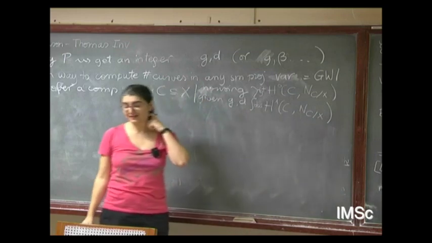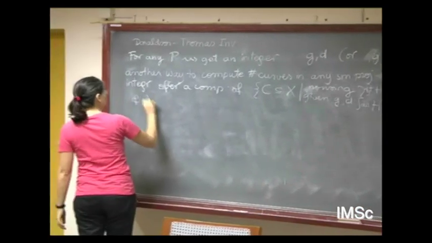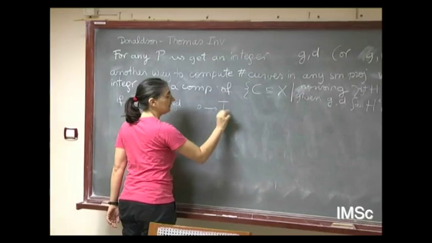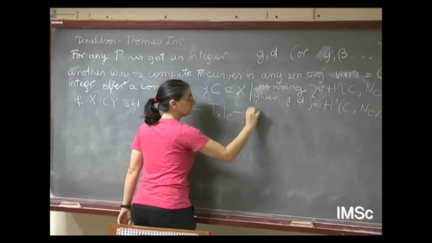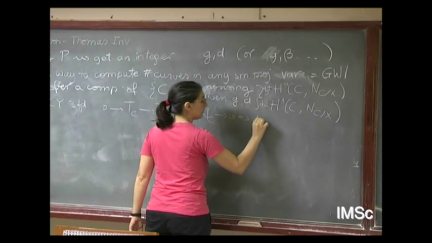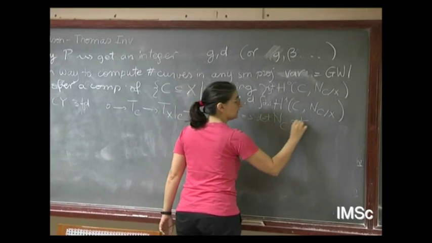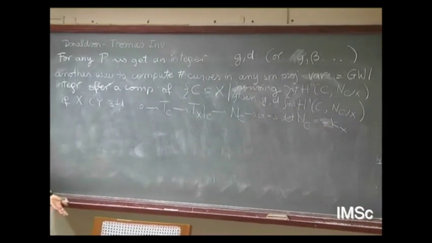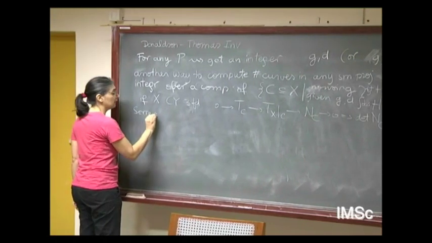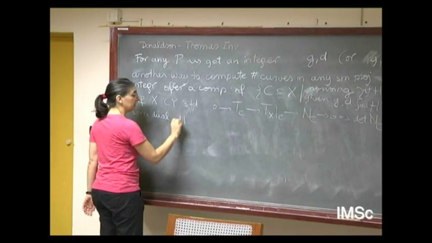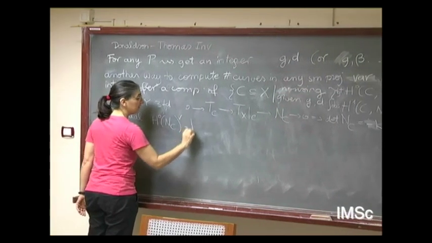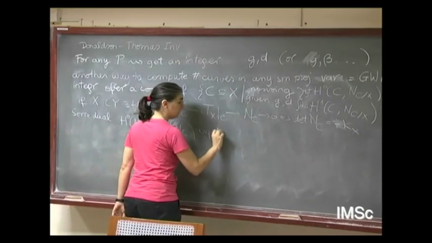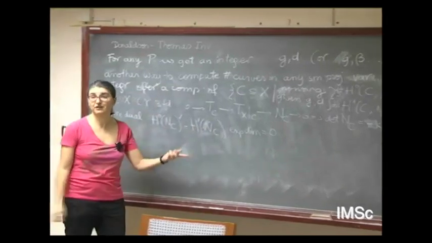And what you can check is that if X is a Calabi-Yau threefold, then you have the usual sequence. And this implies that the determinant of NC is minus the canonical class. And you do a little bit of duality, and by Serre duality you get again that H0 of NC dual is H1. So the expected dimension is again zero, because the difference is zero.